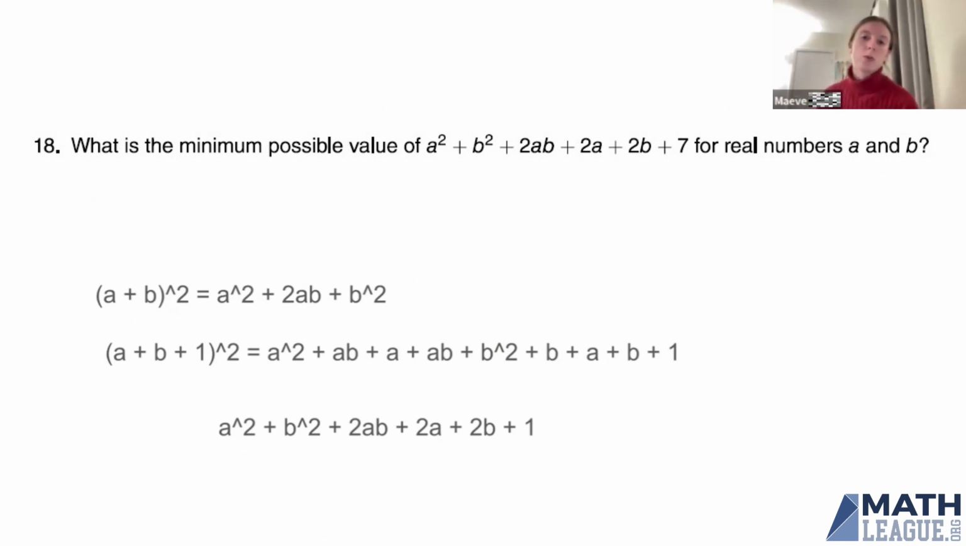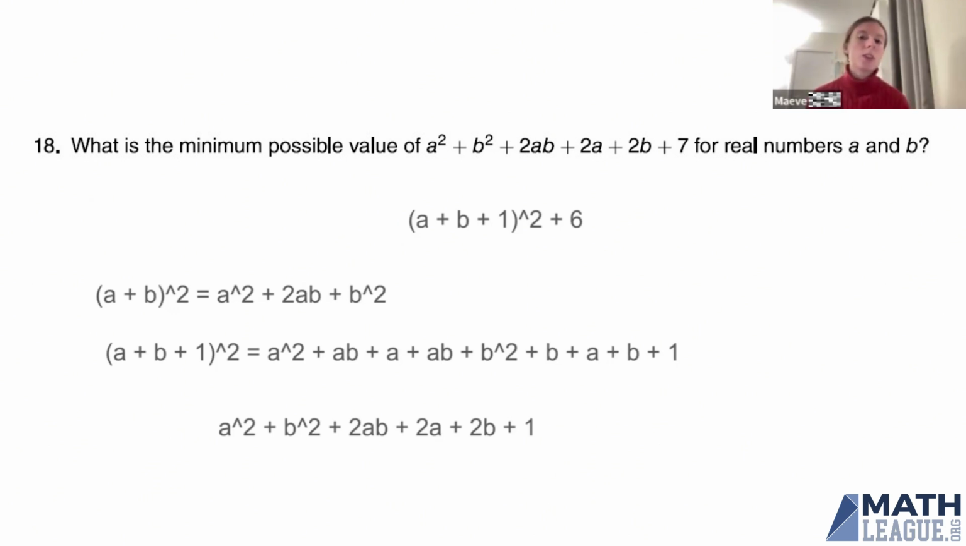So things are actually very straightforward from here. We've done the hard bit now. We're going to take this expression and add 6 to it. It is (a plus b plus 1) squared plus 6, and that is exactly the same as this horrible long thing we have in the original problem.